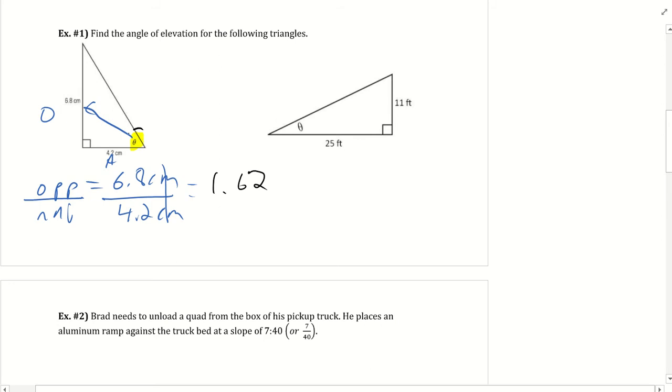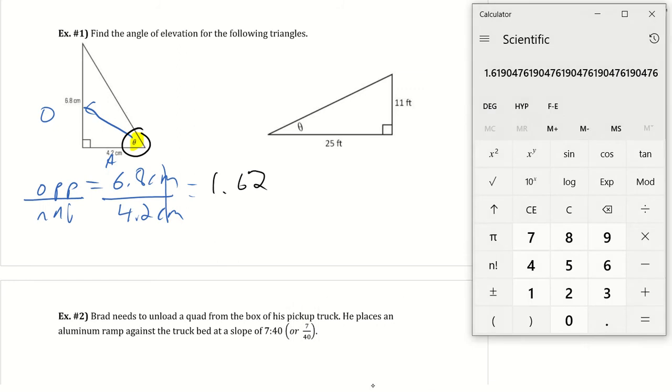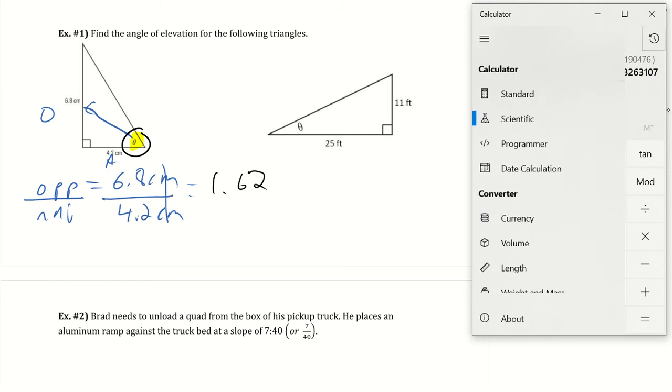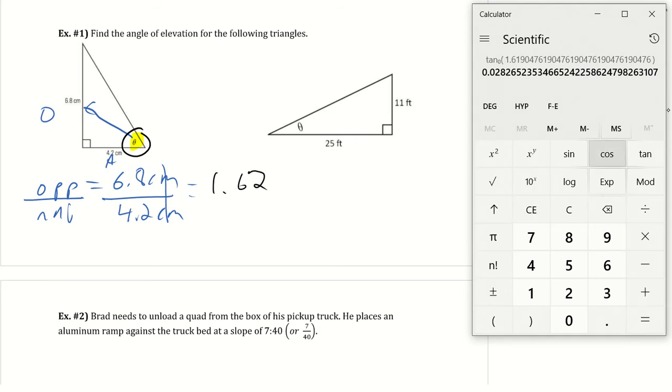Now, to figure out what this angle is, we have to do something special to this. If I bring up my calculator again, you can see here that this says tan. I know on our calculators there's a second function that we would need. Knowing your calculator is really important. So if I go 1.62, what I want to do here is take not tan, because it's already in tan mode, like I already have the ratio here.